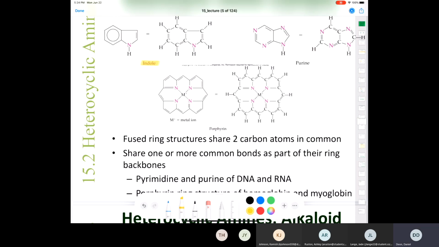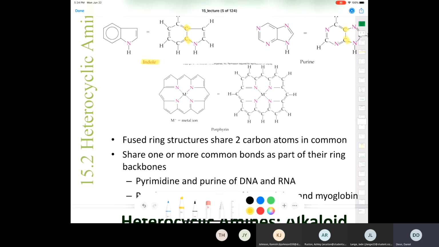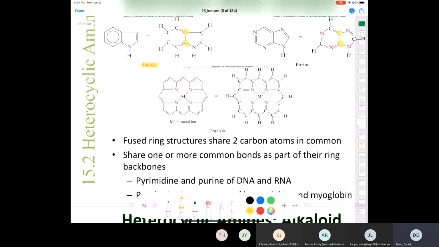And it says here that fused ring structures share two carbon atoms in common. So when we have two rings, like in indole or in purine, we call them fused rings because they share a couple of carbons.